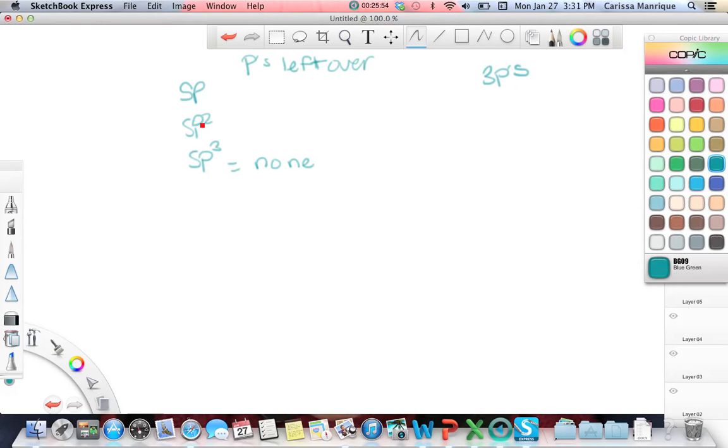Now let's look at this one. I only used 2 of the p's. So are there p's left over? Yes. How many? 1 p. And over here, I used only 1 p. So how many left over? 2. Leftover is another way of saying unhybridized. Basically, I didn't mix it.